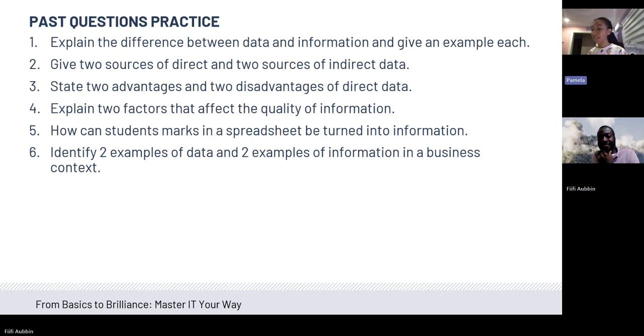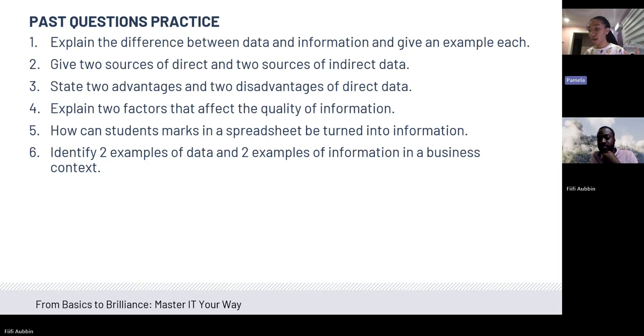So a disadvantage is that it's expensive, if it involves a lot of money, and it's also time consuming. If you're the only one, then you need to collect a large amount of data, and it's very time consuming. So that's two. It's expensive and time consuming.